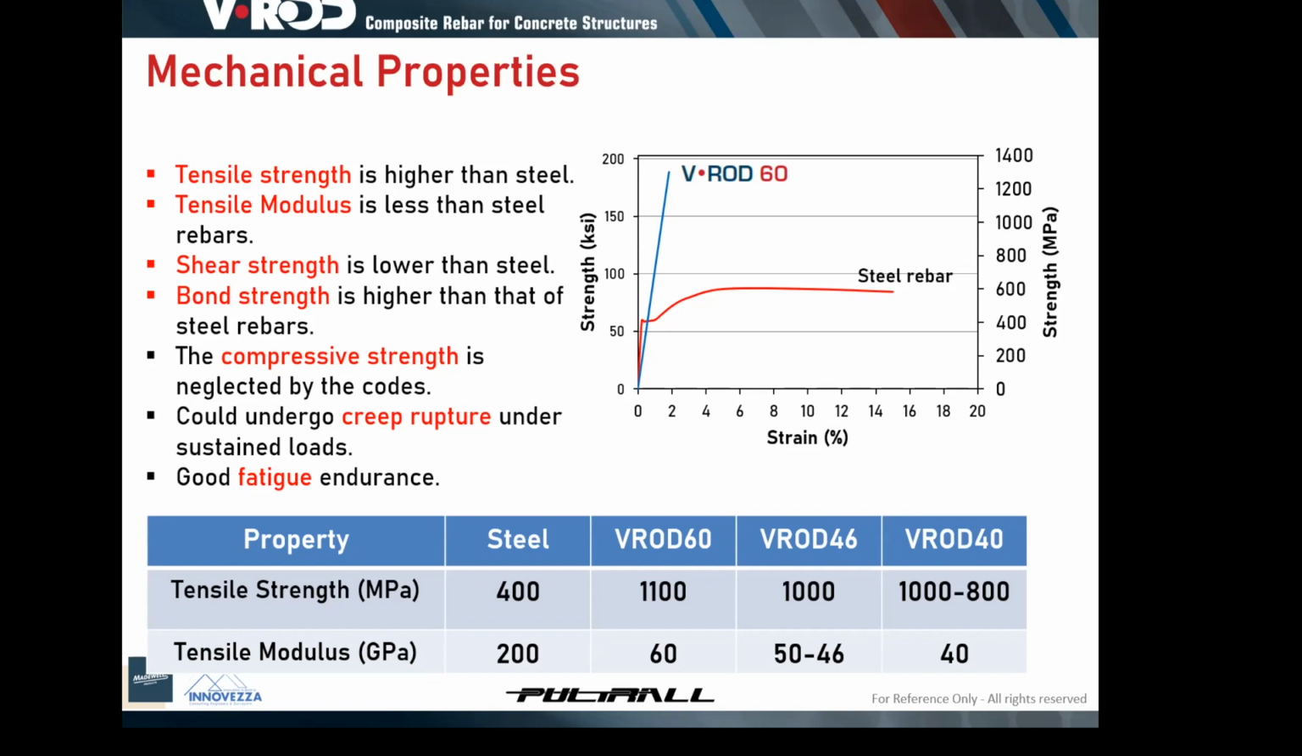It's also very important to mention that GFRP reinforcement could undergo creep rupture under sustained loads, and we need to check the creep rupture strength when designing using GFRP reinforcement. And GFRP reinforcement has good fatigue endurance in comparison to the steel reinforcement. So these are the main differences in the mechanical properties between GFRP reinforcement and the steel reinforcement, which again will be reflected in the design process and are reflected in the codes for the design of GFRP reinforcement.